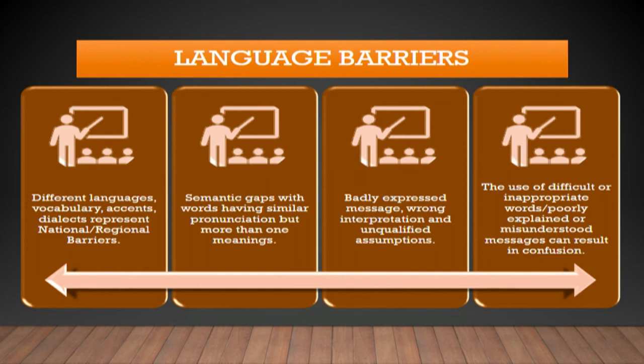Language barriers. Now which are they? Different languages, for example, that means different vocabulary, different accents, different dialect. They represent regional barriers and national barriers. Semantic gaps, with words having similar pronunciation but more than one meaning. Sometimes the pronunciation is the same but the meaning is different, so the context needs to be known.